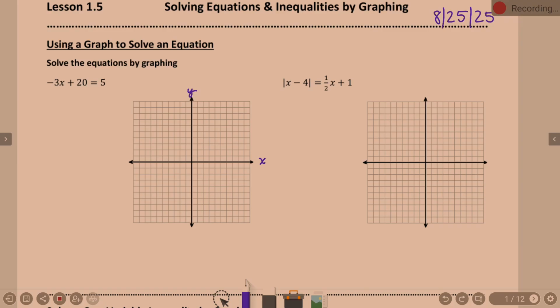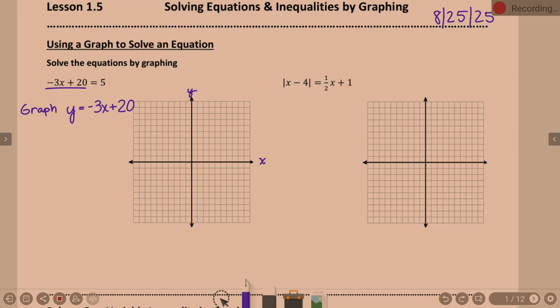So, a method you can use, if you have a graph option and you're trying to look for an answer, is you can break this into two pieces. So what we're going to do is break it into two pieces. I'm going to look at the left. And so the first equation we're going to look at is we're going to graph y equals negative 3x plus 20. Okay, so we're graphing the left side.